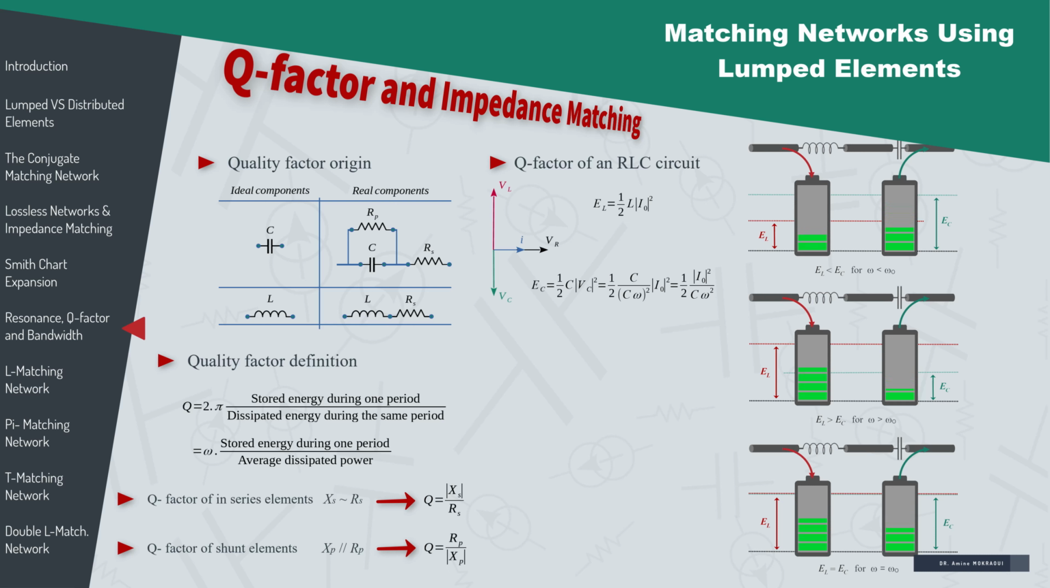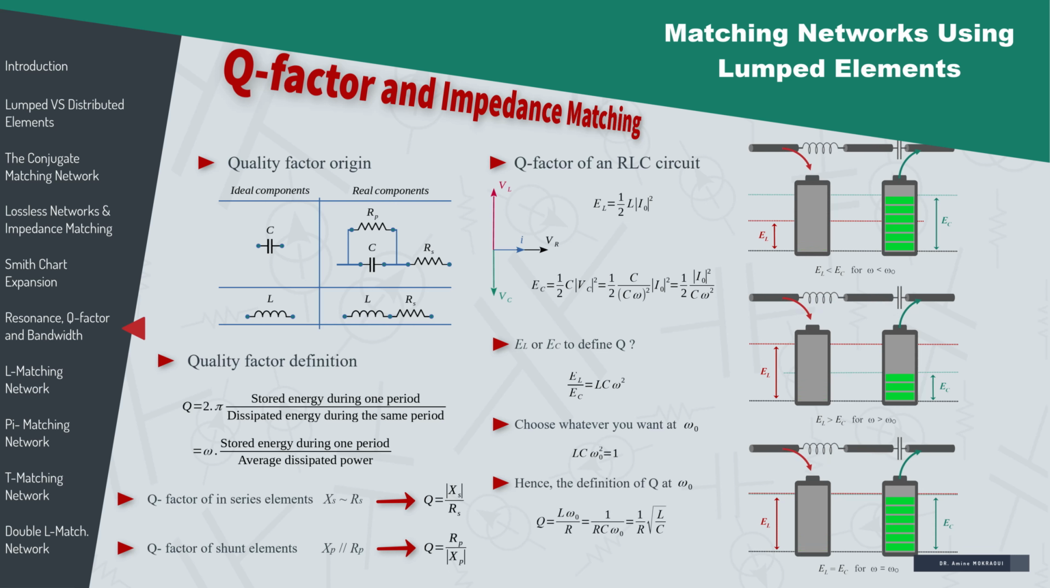The ratio between the stored energies is EL over EC equals LC omega squared. The ratio suggests that the energy stored by the capacitor differs from the energy stored by the inductor. The Q factor's definition is ambiguous in this scenario because of the lack of clarity on whether we should use EL or EC for its evaluation. However, at a special angular frequency omega 0 where LC omega 0 squared equals 1, the stored energies are equal and the ambiguity is cleared.